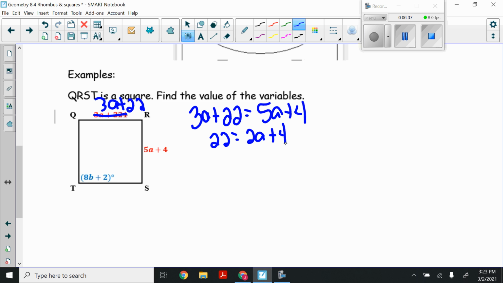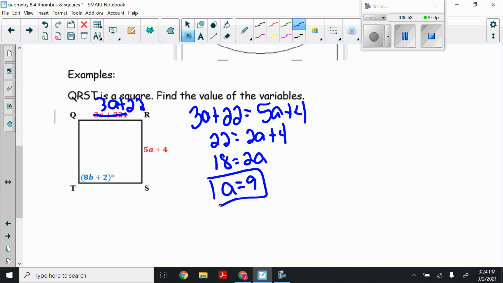Subtract 4 from both sides, so then I get 18 equals 2a. Divide everything by 2, I find a is equal to 9. So when a equals 9, that proves that those sides are congruent.